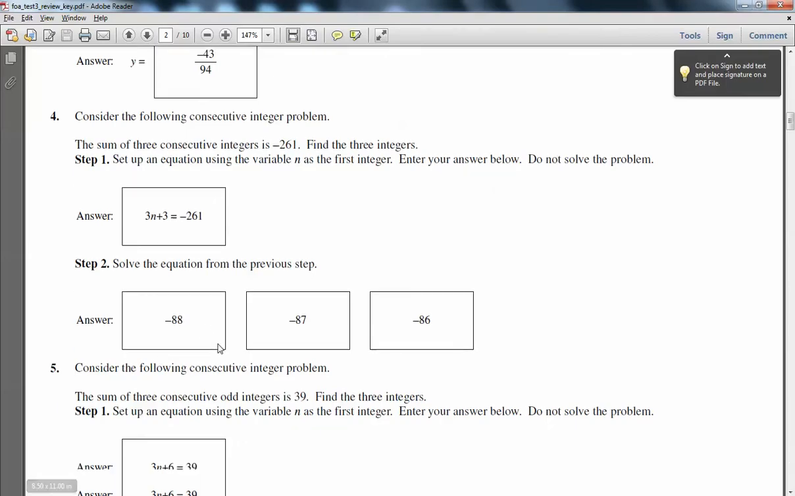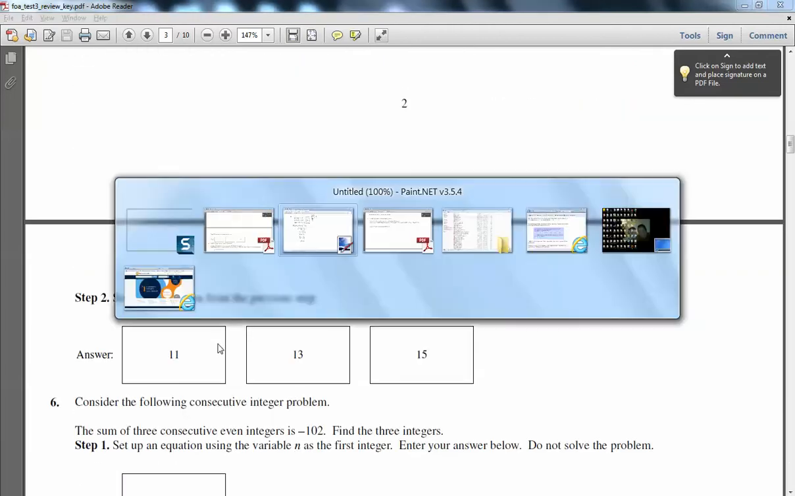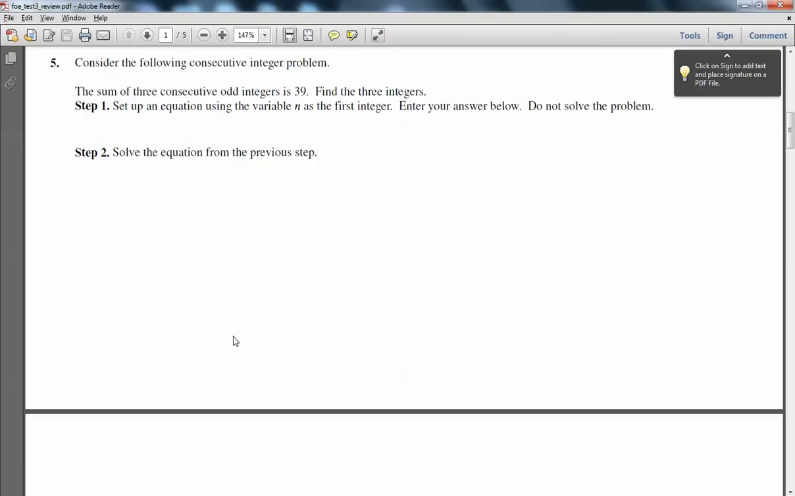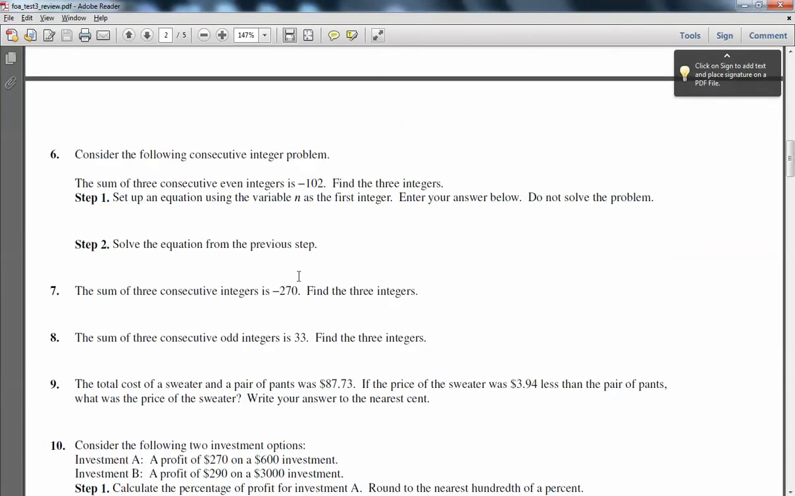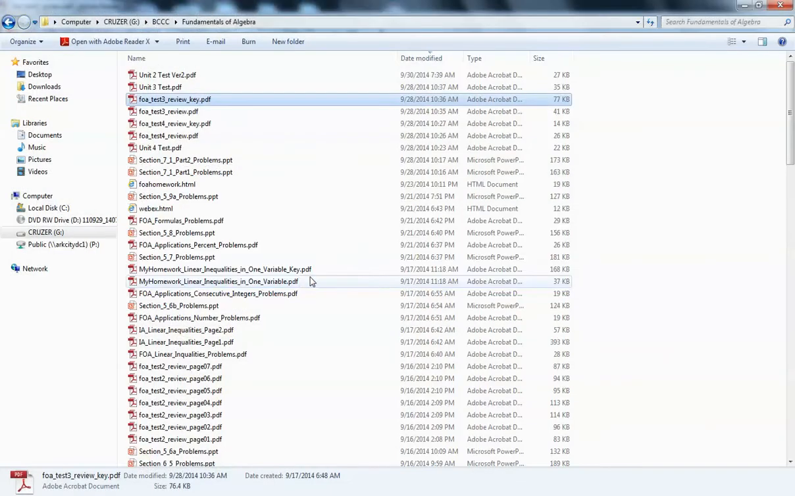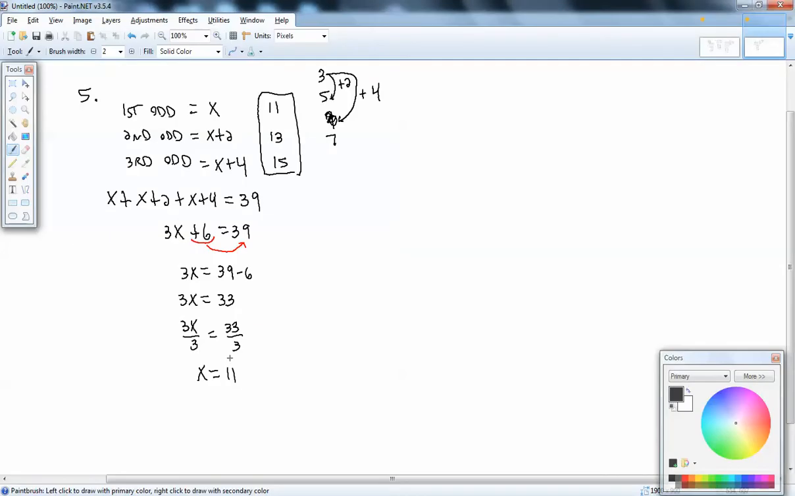And let me double check those. Okay. 11, 13, 15. Okay, that looks good. Let's take a look at number 6. And I'll get there eventually. Where's my... Okay.